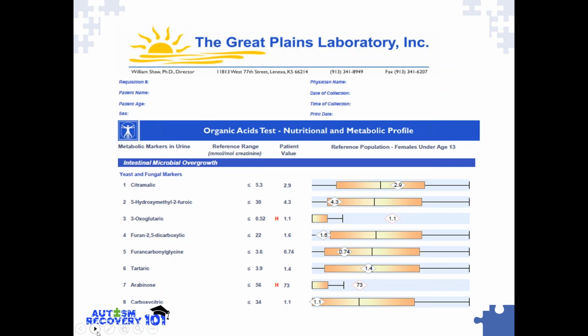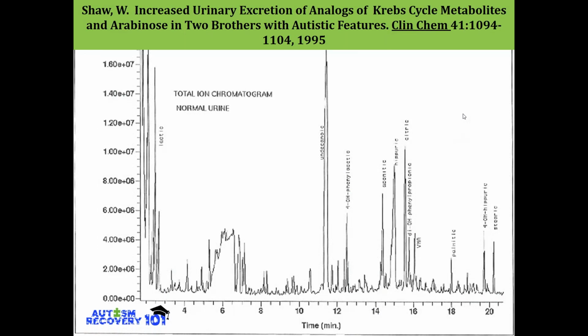Matter of fact, many kids on the autism spectrum tend to have high levels of yeast, and this data goes back many, many years. This is an article that came out in 1995 that was looking at 2 brothers with autistic characteristics, where they looked at their urine to determine if there was some type of metabolic or biochemical imbalances.